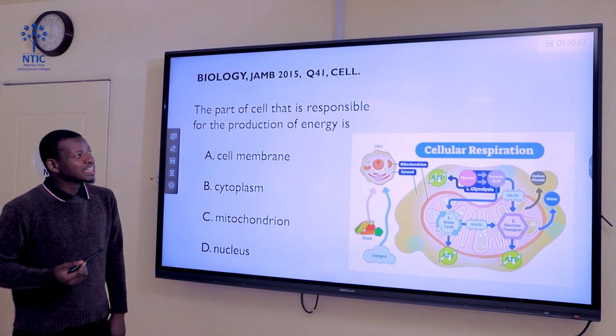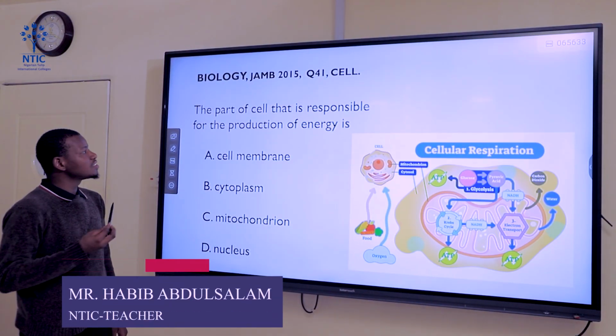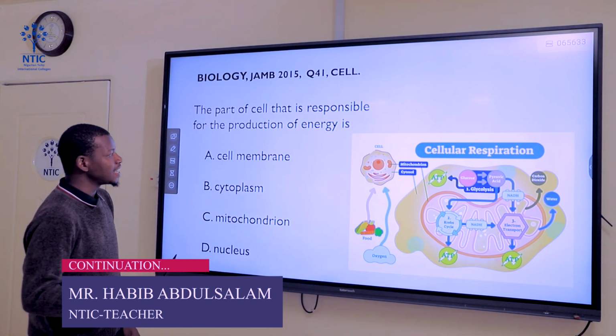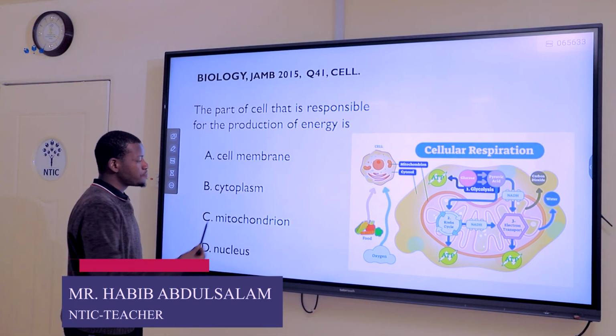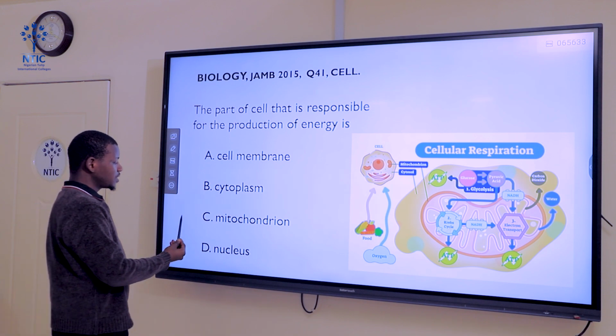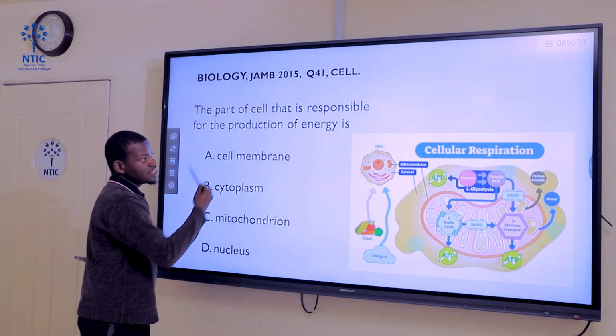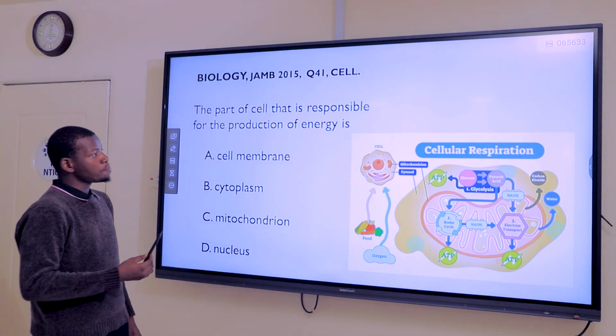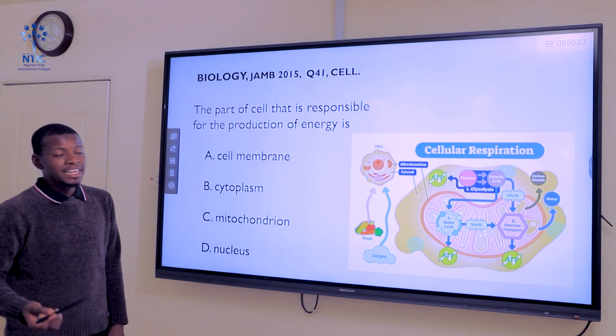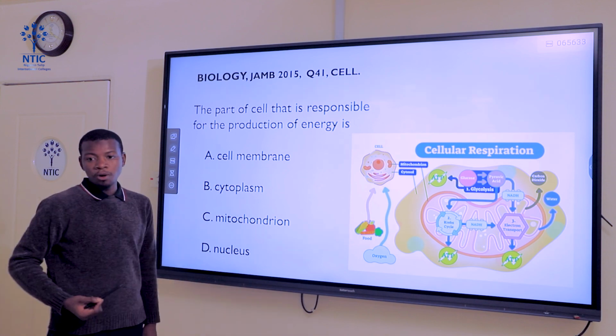Question 41. The part of the cell that is responsible for the production of energy is A. Cell membrane, B. Cytoplasm, C. Mitochondrion, D. Nucleus. Now, energy is the ability to do work, and the part of the cell that produces energy is one of these options.